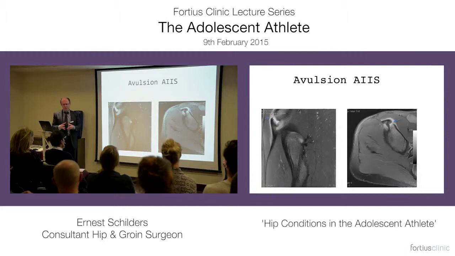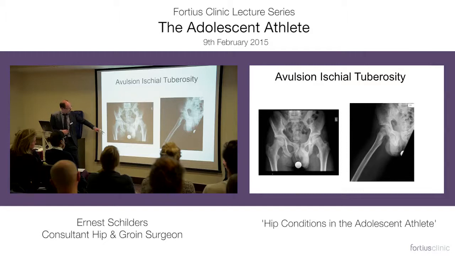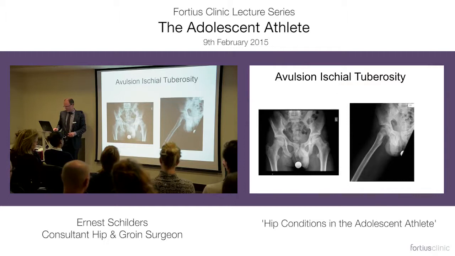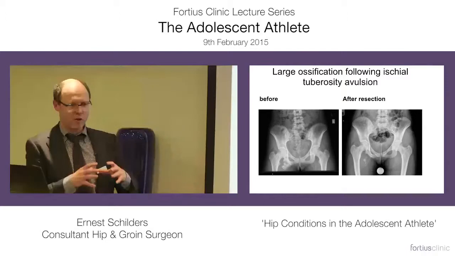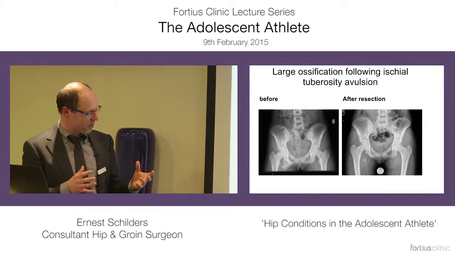This is an example of an ischial tuberosity avulsion, as you can see here. But sometimes things can have complications, and this is also an ischial tuberosity avulsion. But you see, following the avulsion, that patient developed a large ossification, and sometimes it can give you even the impression of a bone tumor, of an osteosarcoma.